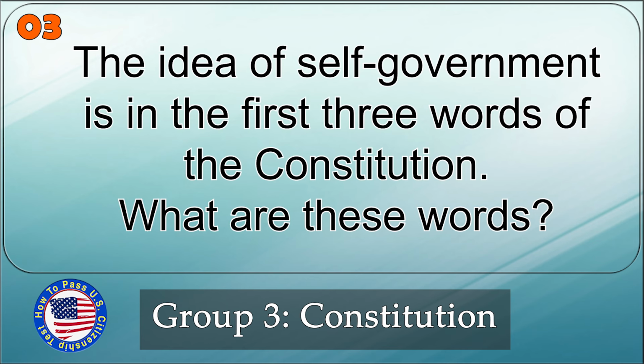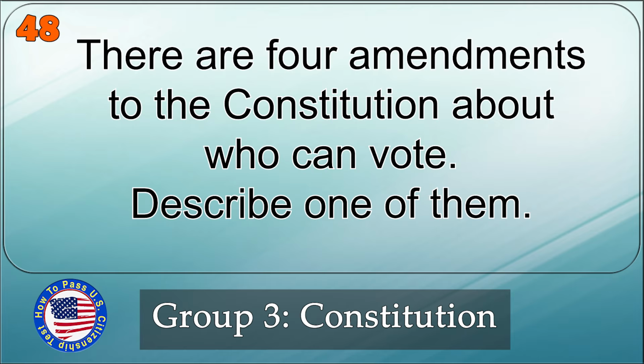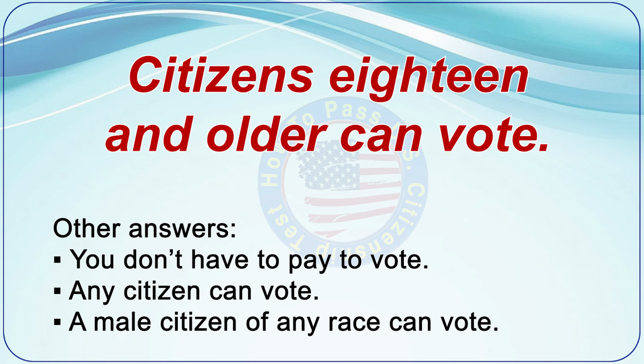The idea of self-government is in the first 3 words of the Constitution. What are these words? We the people. There are 4 amendments to the Constitution about who can vote. Describe one of them. Citizens 18 and older can vote.